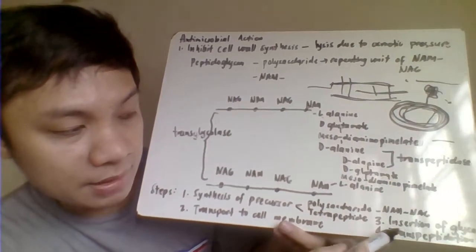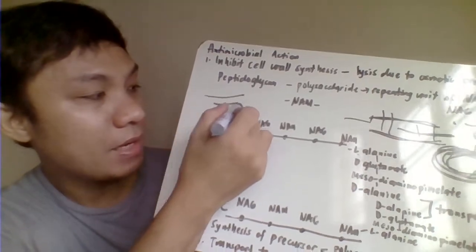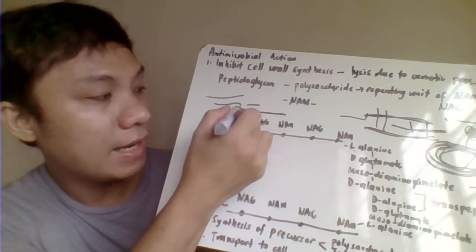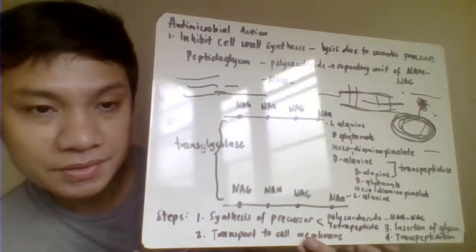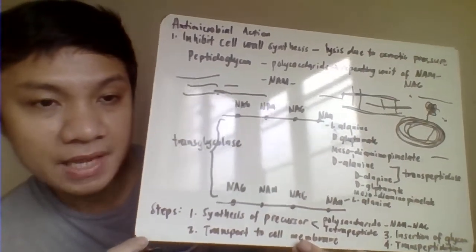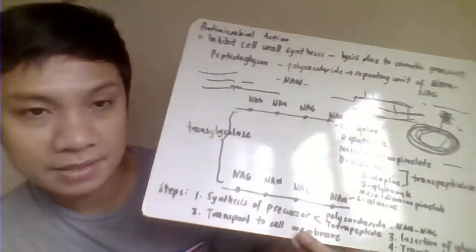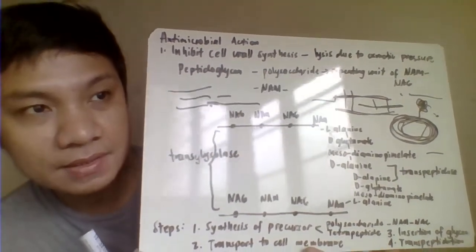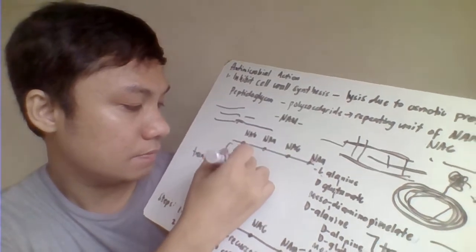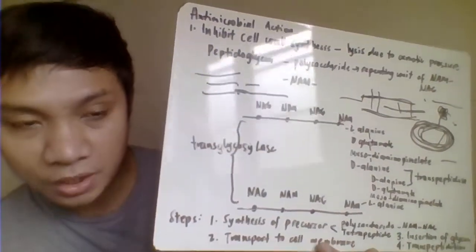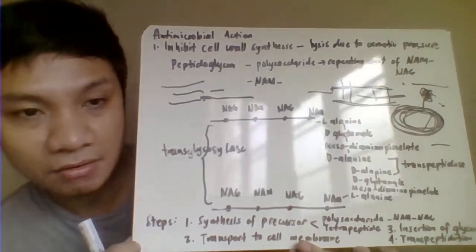And after that, insertion of your glycan. Okay, if you have already started making it, para dumami siya, you insert another layer of this one. And lastly would be the cross-linking by the action of your enzymes transpeptidase and transglycosylase. Okay, that would eventually produce a very complex, cross-linked structure of your peptidoglycan.